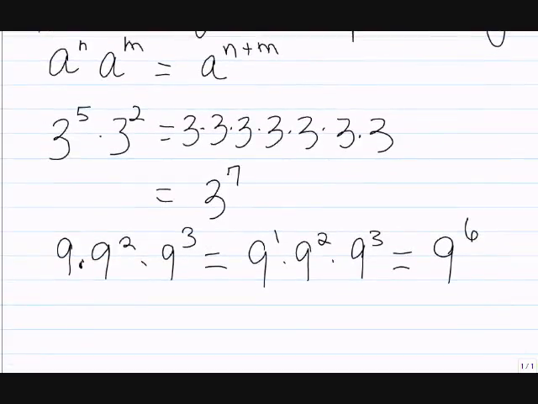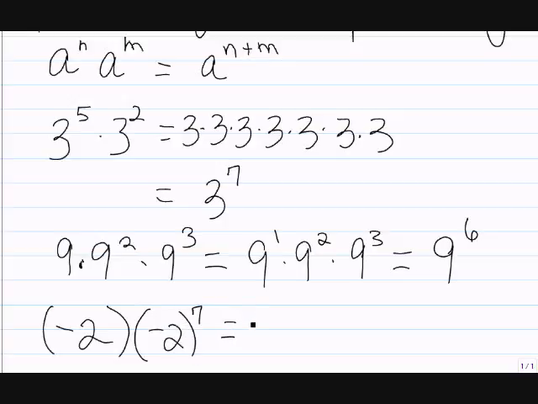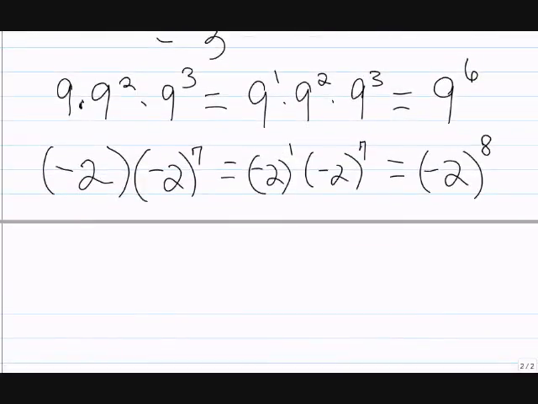And we have to think about doing this with negatives. So if I have negative 2 times negative 2 to the 7th power, that's negative 2 to the 1st power times negative 2 to the 7th power. If those negatives are in parentheses, leave them in parentheses and get negative 2 to the 8th power. If you take the parentheses away, you're going to change the value of that, and sometimes you'll be correct and sometimes you'll be incorrect.